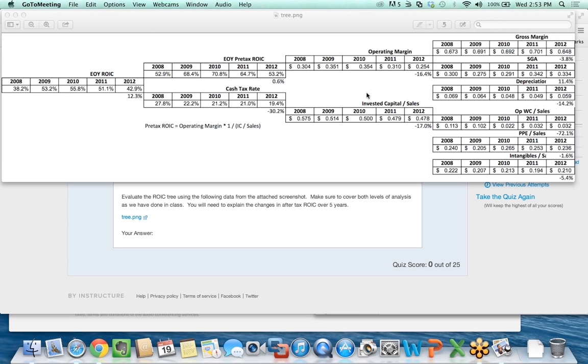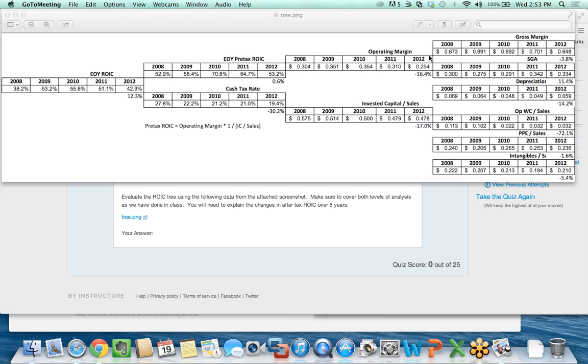And that was offset by the gains in productivity. So they had a 16.4% drop in operating margin and a 17% gain in productivity. They went from spending 57.5 cents per dollar of revenue on invested capital to 47.8 cents of invested capital per dollar of revenue. And so that gain in productivity offset the drop in margin so that they could maintain their pre-tax ROIC. And again, it was the after-tax ROIC that improved because they paid less taxes in 2012.